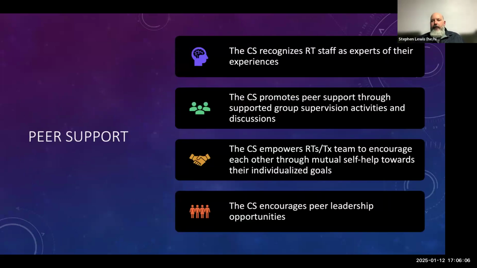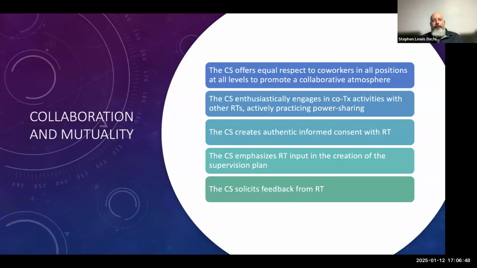In terms of peer support, the clinical supervisor recognizes RT staff as experts in their experiences. And we want to promote peer support among our rec therapists or our clinicians, even if it's an interdisciplinary team or multidisciplinary team. The clinical supervisor empowers RTs or the treatment team to encourage each other through mutual self-help towards their individualized goals. And the clinical supervisor encourages peer leadership opportunities. So again, showing that it's not just all about the most experienced or the person in the hierarchy who should be the expert at everything, but we all bring some expertise into this, and we want to emphasize peer support among our staff as much as possible.